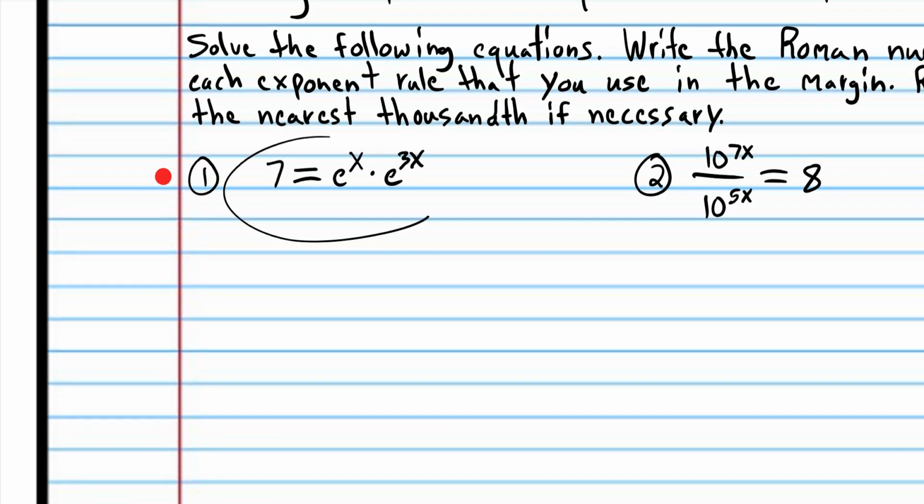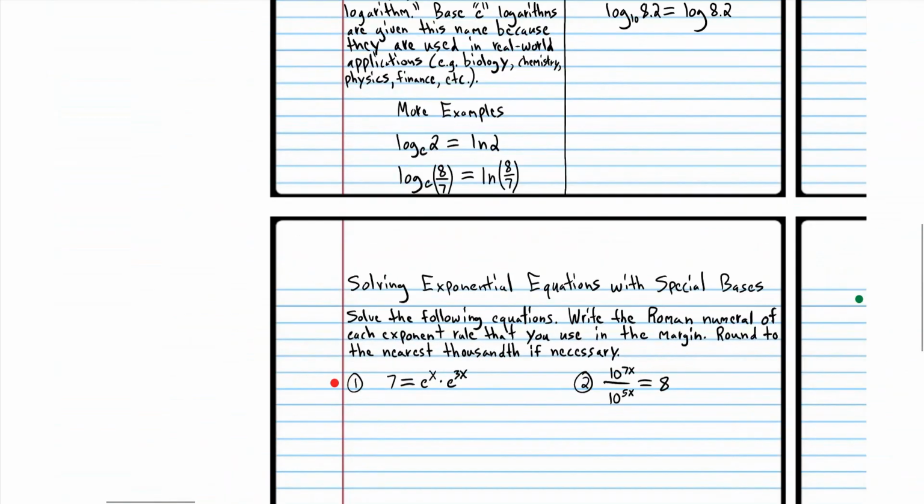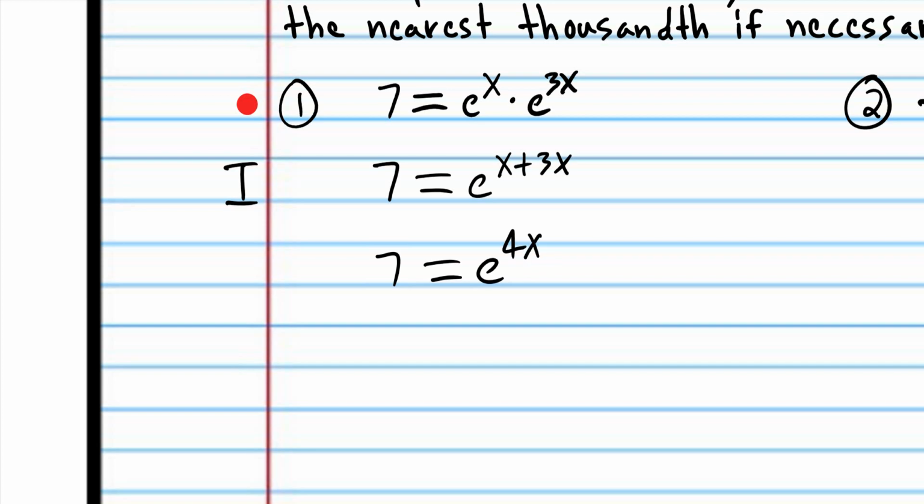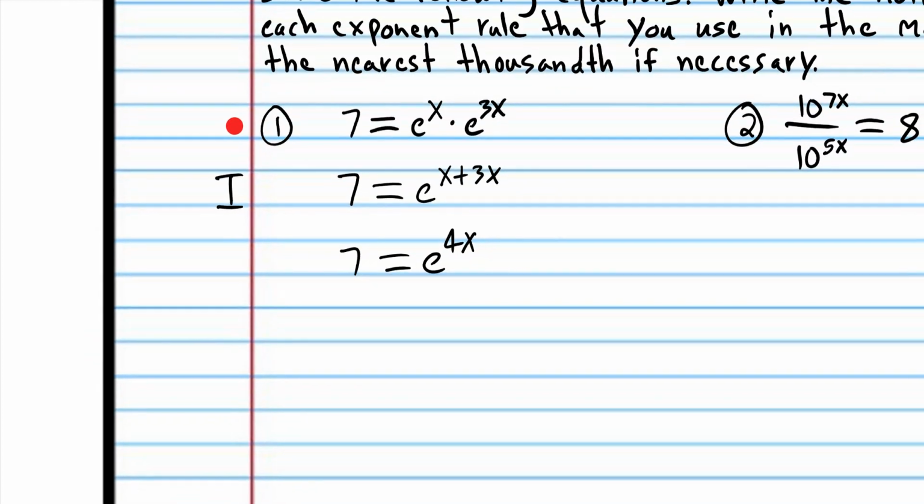So we have an exponential equation, but notice we have a special base. This e here is not a variable, it's a constant. It's Euler's number. And so we're going to solve this exponential equation, and we're going to use exponent rule number 1. When you multiply powers, you add the exponents. So we get e to the 4x. Okay, and at this point we're stuck.